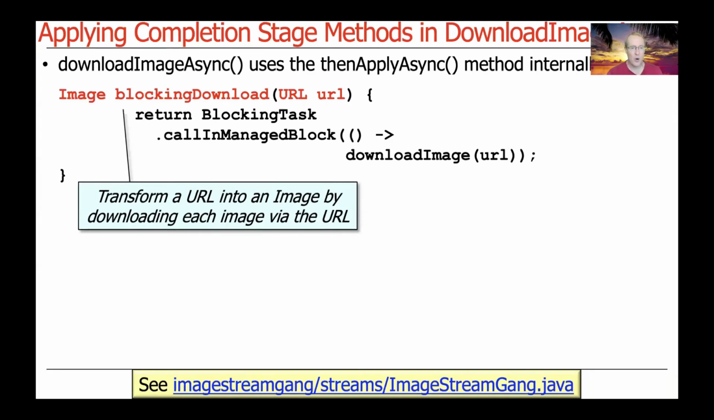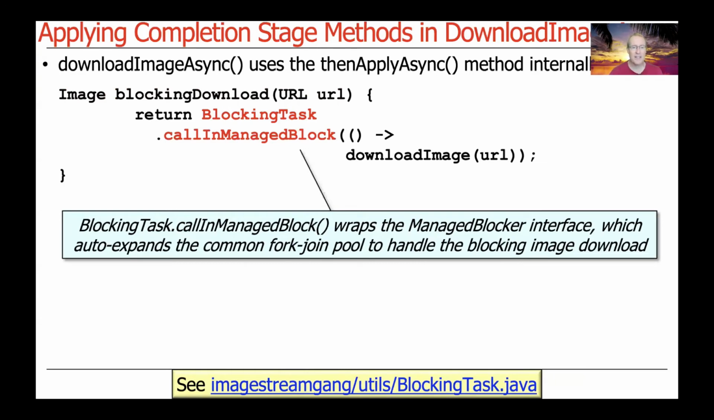You can see here it takes a URL and converts it into an image, and that's in the ImageStreamGang.java superclass. And under the hood, it uses the blockingTask callInManagedBlock method. And this is a very helpful class that we've talked about earlier when we were talking about the way that you could essentially control the number of threads in the common fork-join pool. And what this does is the callInManagedBlock method wraps the ManagedBlocker interface, and then that is used by the common fork-join pool to automatically expand the number of worker threads in the common fork-join pool when blocking calls are made.